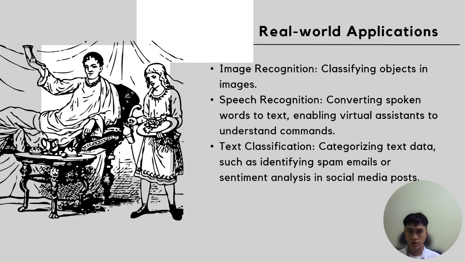Next, the real-world applications. Let's look at some real-world applications for statistical pattern recognition using Bayes' theorem. The first is image recognition, classifying objects in images, like determining if an image contains a cat or a dog. Next, speech recognition, converting spoken words to text, enabling virtual assistants to understand commands. And the last one is text classification, categorizing text data such as identifying spam email or sentiment analysis in social media posts.